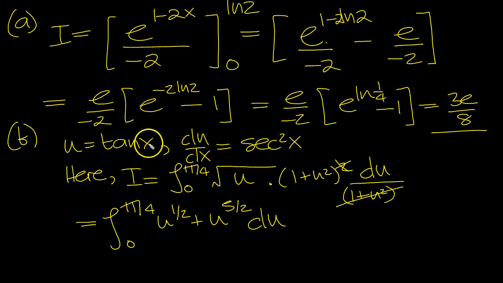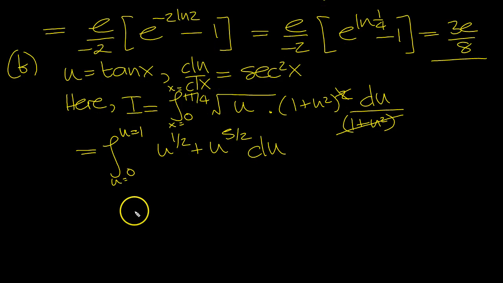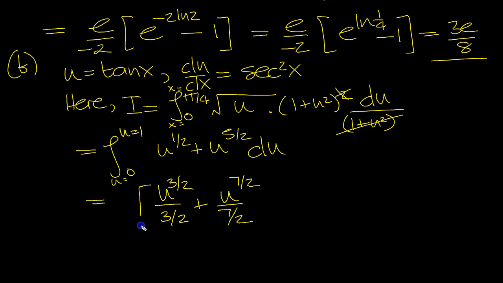So when x is 0, because we're going from x equals 0 to x equals pi over 4. So when x is 0, tan of 0 is 0, so u is 0. So that's fine. And when x is pi over 4, tan of pi over 4 is 1, so u equals 1. So we want to put u equals 1 here, don't we? Okay, good. So that's nice. So that's equal to then integrate, raise the power by 1, divide by that number, plus u to the, raise the power by 1, divide by that number. And that needs to be worked out between 1 and 0.